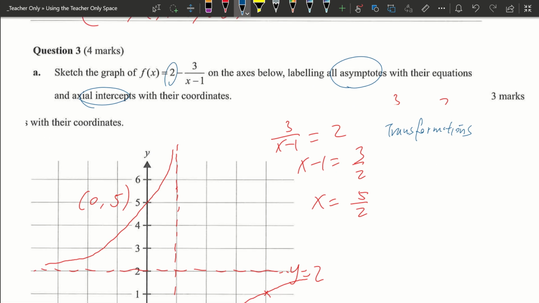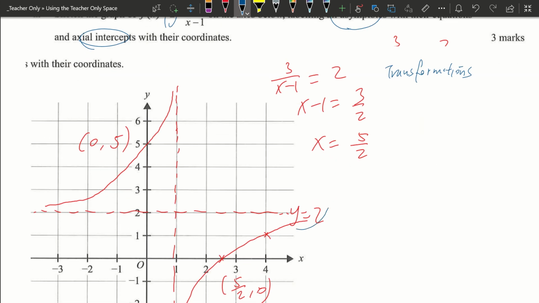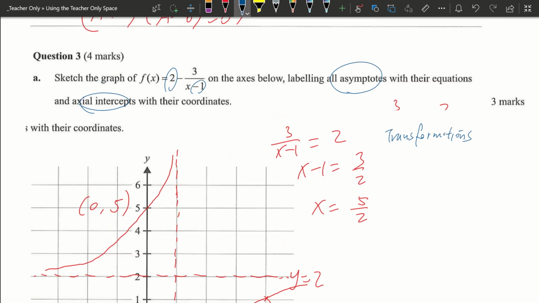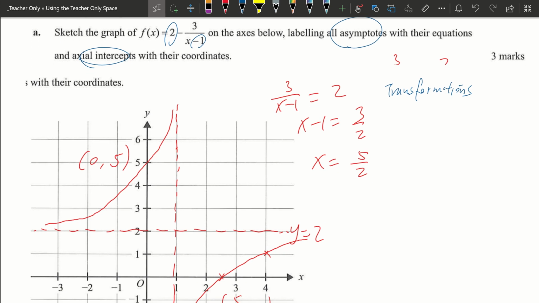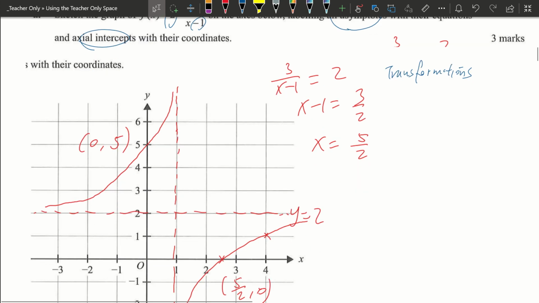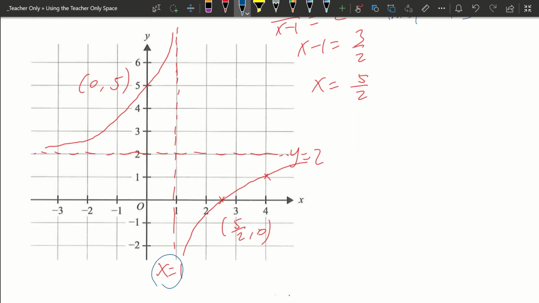So the 2 is a translation in the y-axis, which leads to y = 2 as the asymptote. The x - 1, the minus 1, is also a translation, but it is a translation in the positive direction of the x-axis by 1 unit. So that leads to x = 1 as the asymptote.